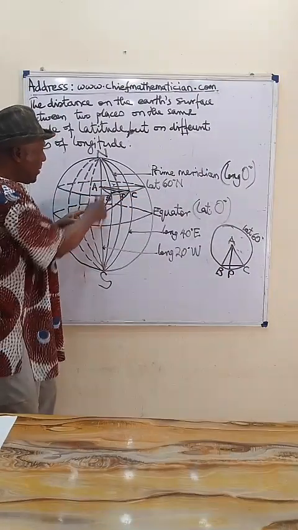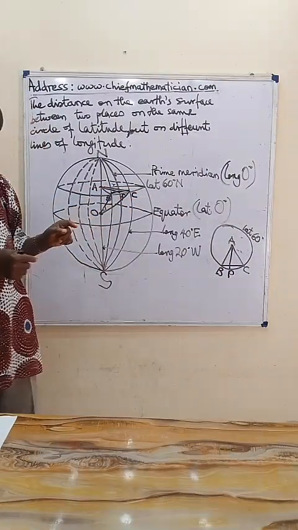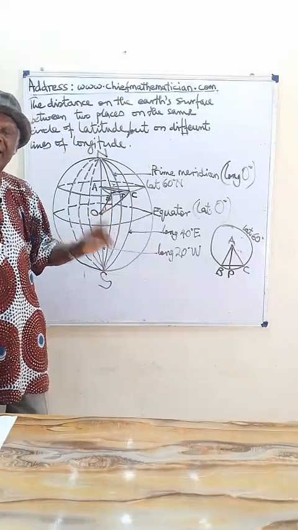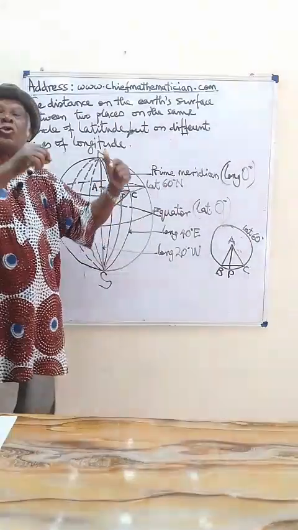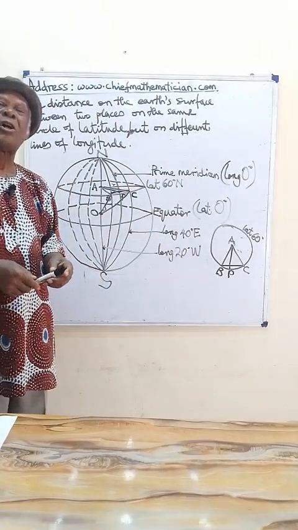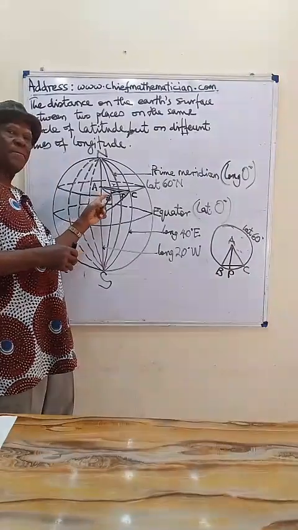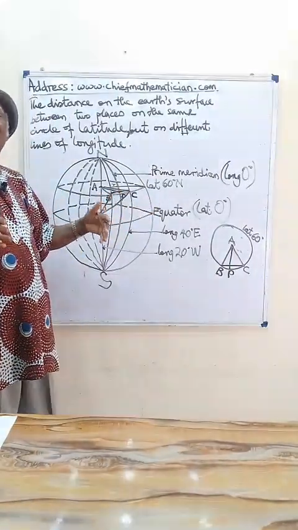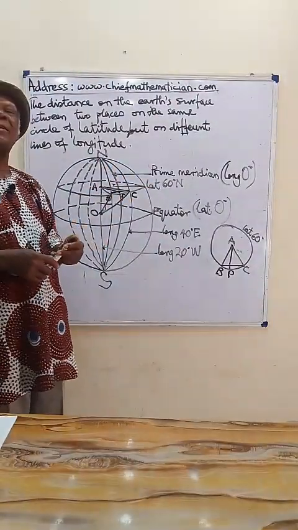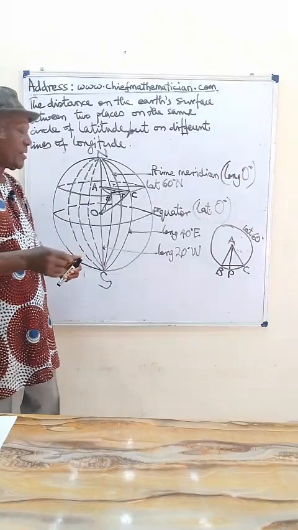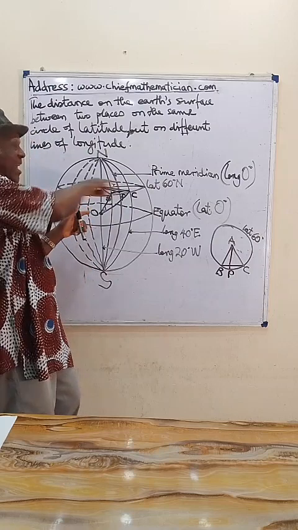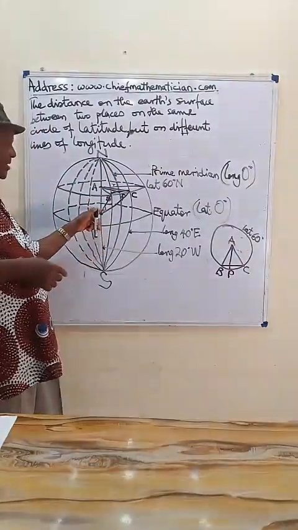Because OB or BO and CO, each of them is the radius of the earth. Remember I told you that the distance from the center of the earth to any point on the earth's surface is equal to the radius of the earth. So as long as B and C are points on the surface of the earth, BO is equal to CO and is equal to the radius of the earth. So you can now see that if we know BO and we know CO and we know maybe the length of the chord BC, we can calculate this angle here.